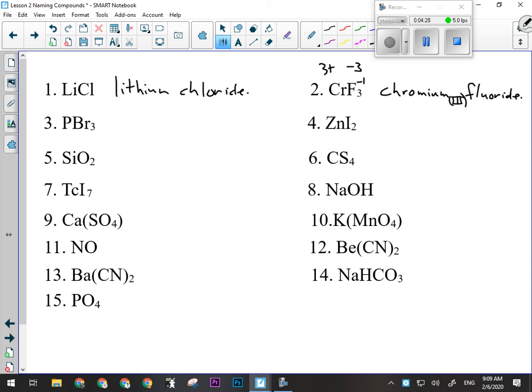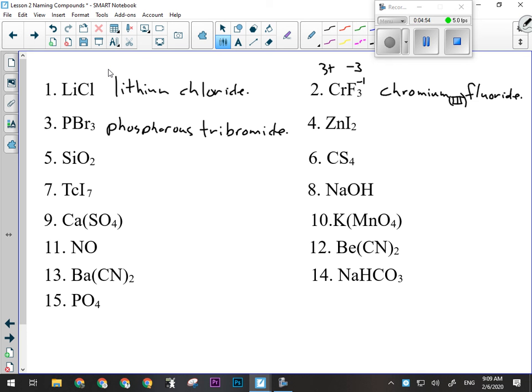For number 3, I've got phosphorus and bromine. Are there any metals in that compound? No, so this is a molecular compound. So I'm going to go phosphorus tribromide. I named it as a molecular compound.